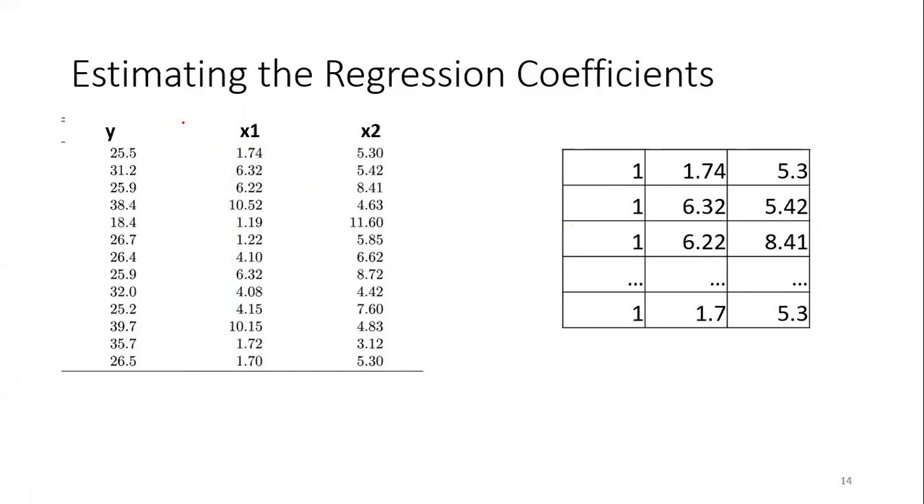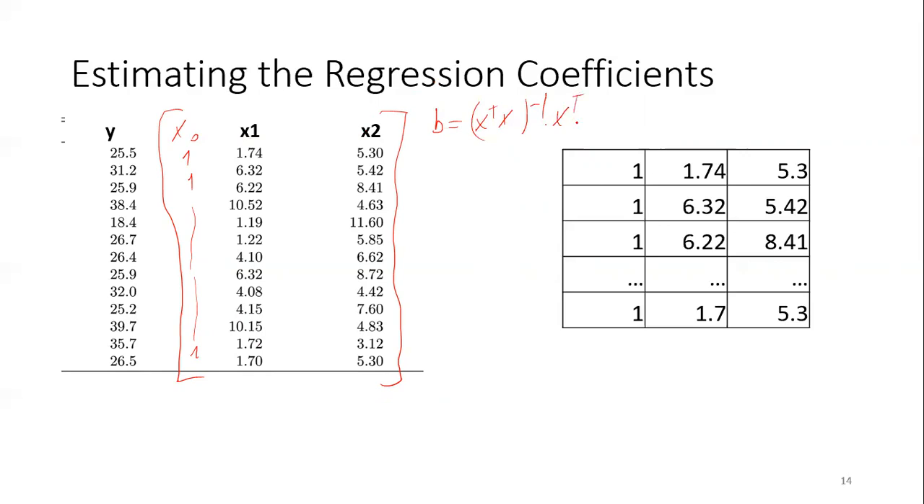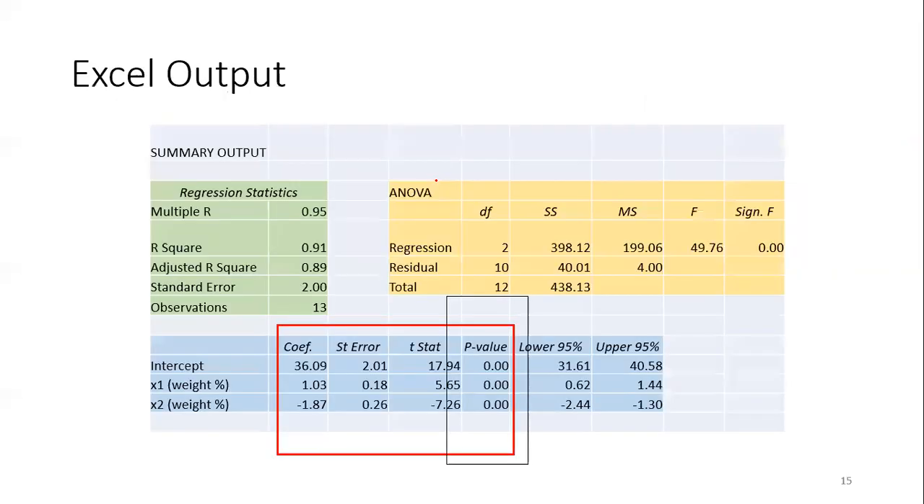Now this is my new X matrix, 1, 1, dot, dot, dot, 1, this part and this one. Hence, all of the calculations change. Remember, B was equal to X transpose X inverse times X transpose times Y. So since X changes, B changes. This is the new result for the new model.